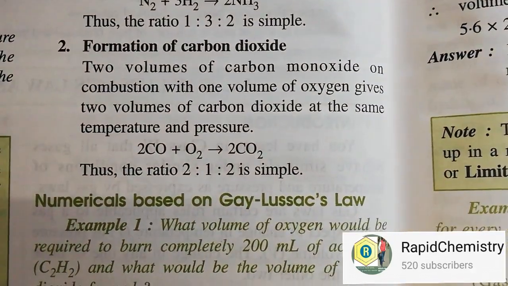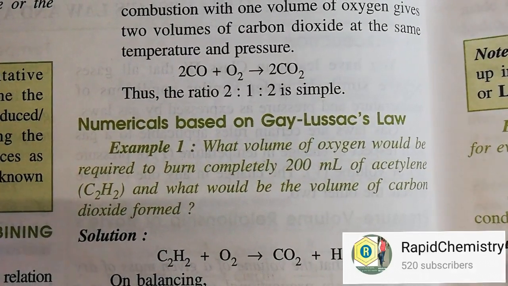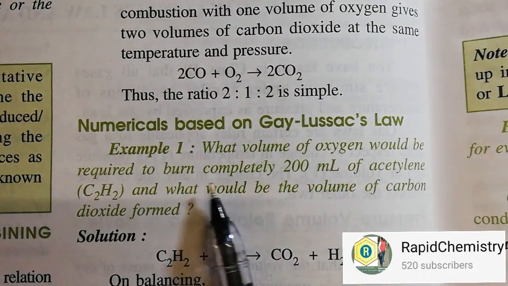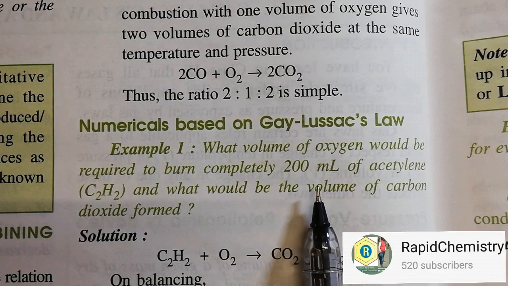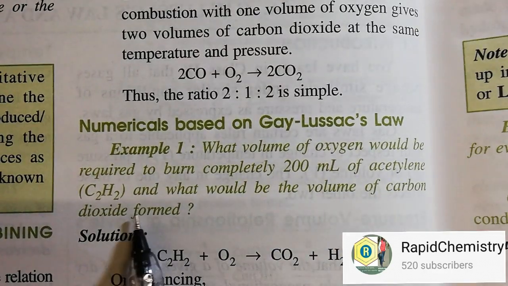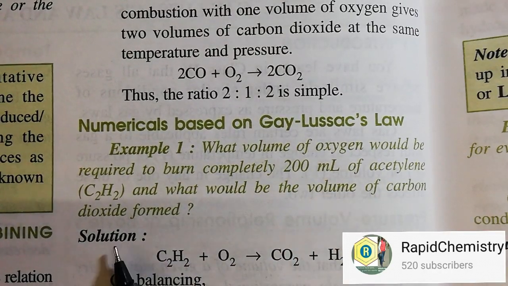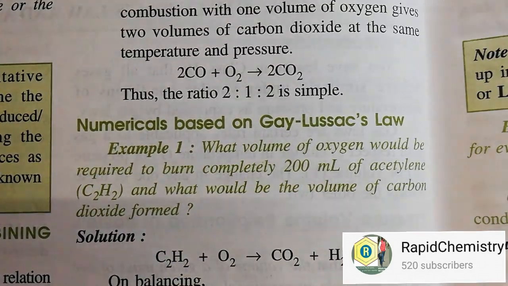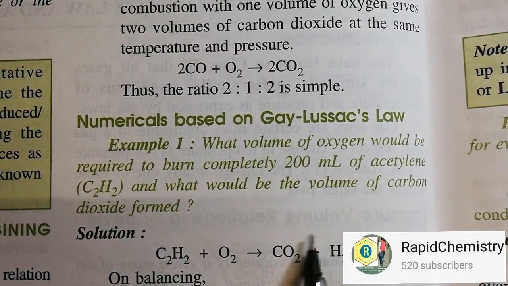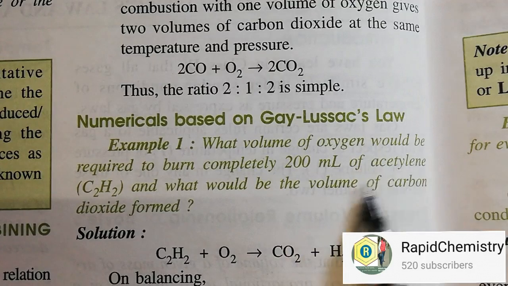So let's look at the very first one here. What volume of oxygen would be required to burn completely 200 ml of acetylene, and what would be the volume of carbon dioxide formed? So here it has been written, and at first you have to write the reaction.